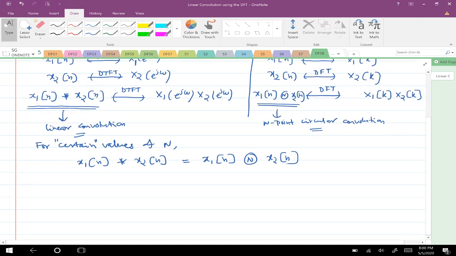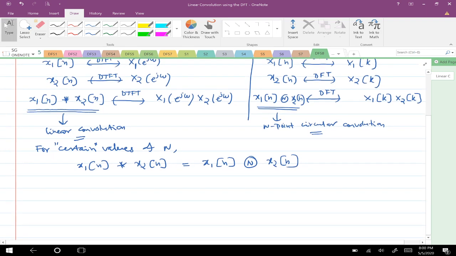Okay, why would I like to do it in this way? Why should I do it this way? That's a very valid and genuine question, right? So that's what we would try to get some intuition about.